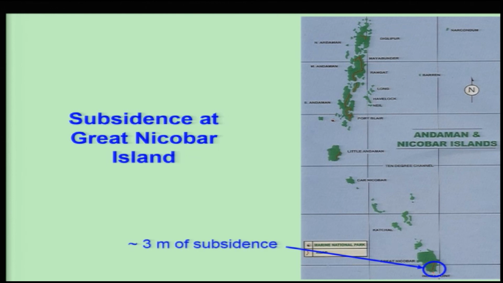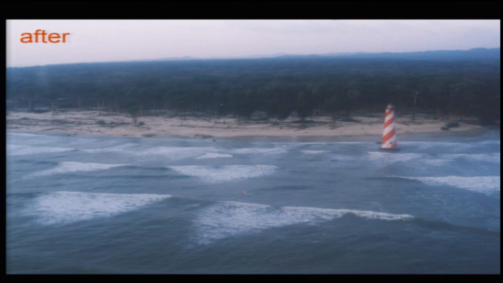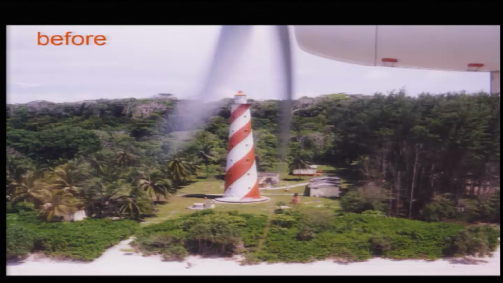We observed subsidence of around 3 meters, and this photograph, which was provided to us by the Coast Guard, shows the beach here, and then you have some huts or houses here and the watchtower. In the next photograph, you can see that the huts have been completely wiped off, and the beach has started forming farther inland as compared to what it used to be somewhere here in the previous photograph.